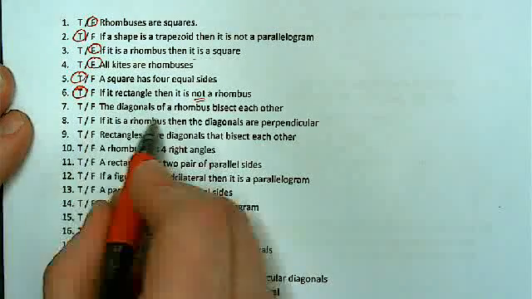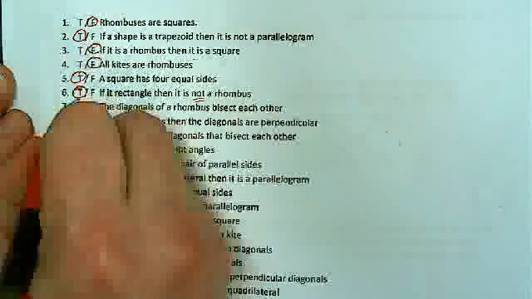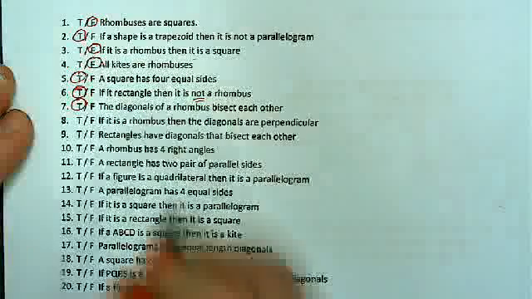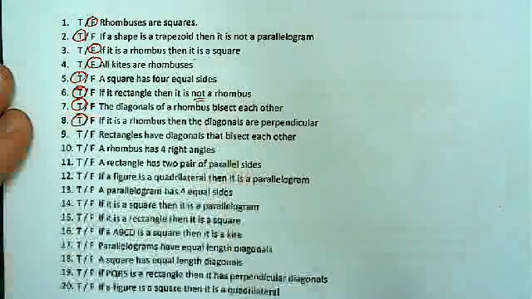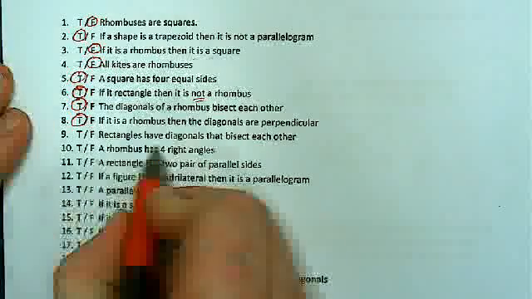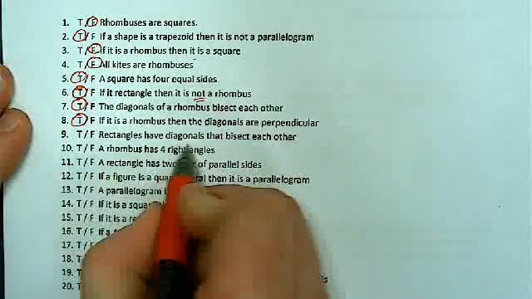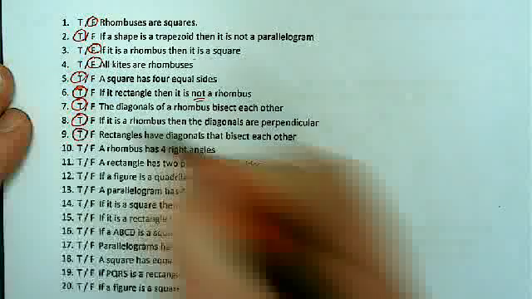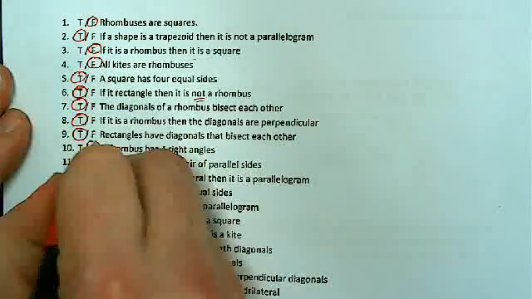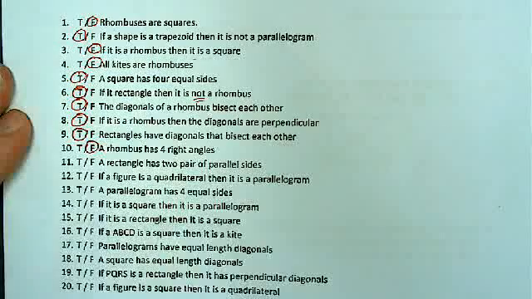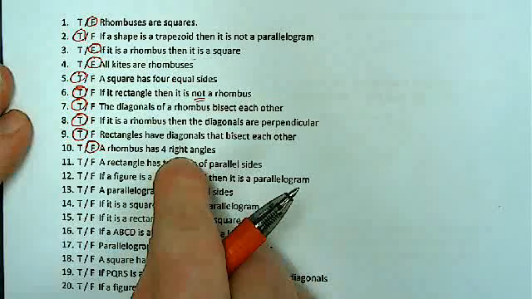The diagonals of a rhombus bisect each other. Yes, that's inherited as part of being a parallelogram. If it's a rhombus, they're perpendicular. Also true, part of being a kite. Rhombuses have diagonals, rectangles have diagonals that bisect each other. Inherited from being a parallelogram. A rhombus has 4 right angles. Not necessarily. That's a property of squares and rectangles.